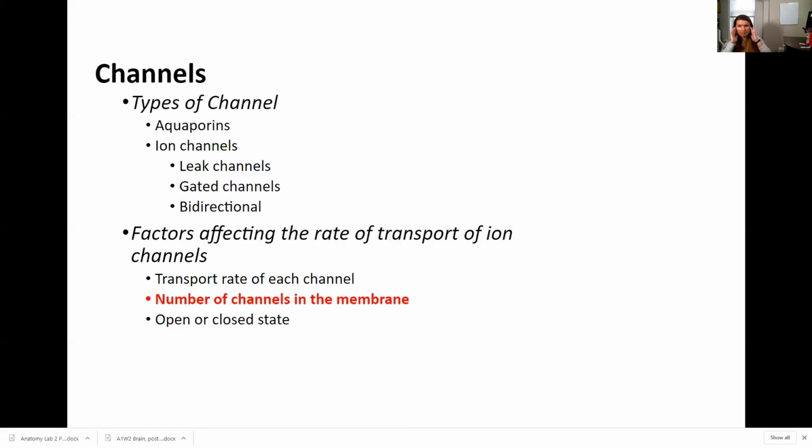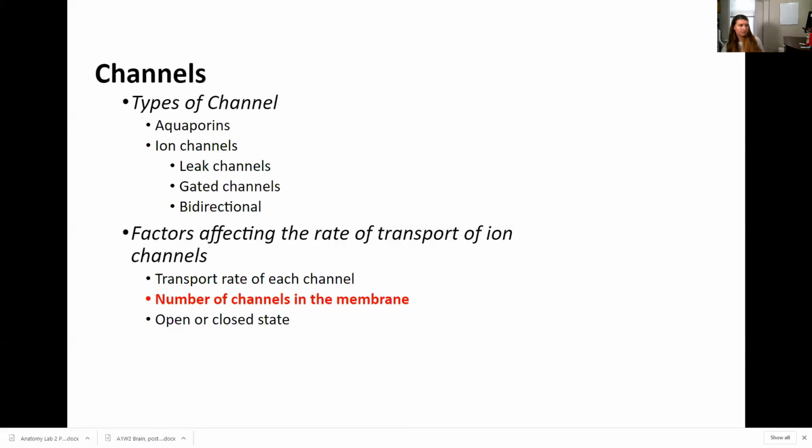So the thing you want to have cemented in your brain when it comes to channels is that channels are passive. They're not actively pushing anything in one direction or the other. So anytime you see a channel, the movement of our ion or water through that channel is going to be in the direction of its gradient. So chemical gradient or electrochemical gradient, depending on whether we're talking about an ion or we're talking about something nonpolar. Okay.